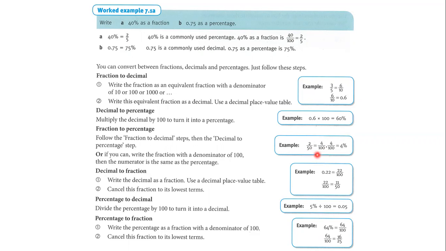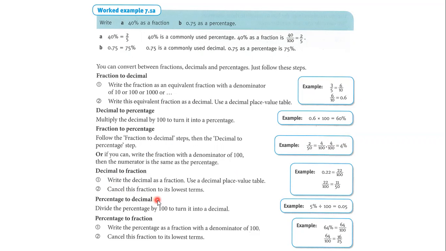Okay, I make it 100 by multiplying by 2. Here it is 4 by 100. To write it in the form of percentage, I multiply with 100. So multiplication by 100 and division by 100 cancel each other. So I write it in the form of fraction.